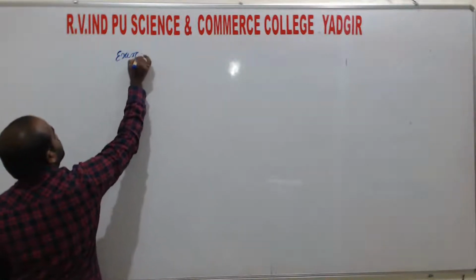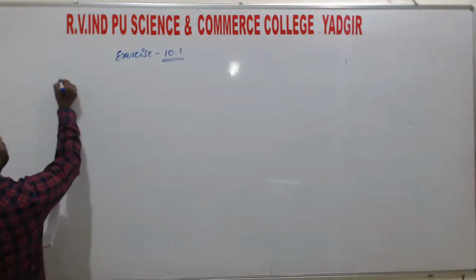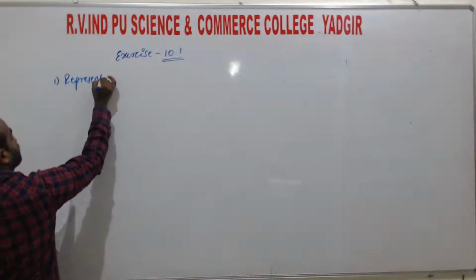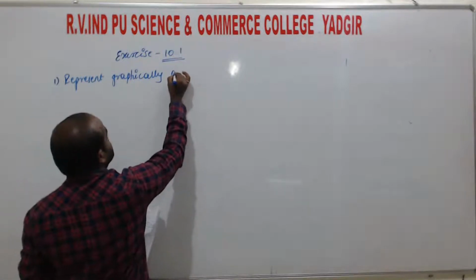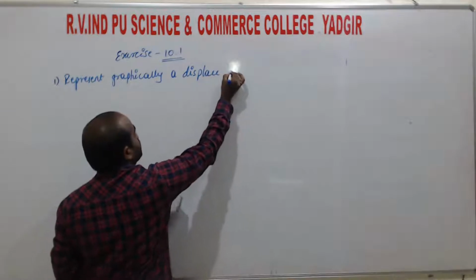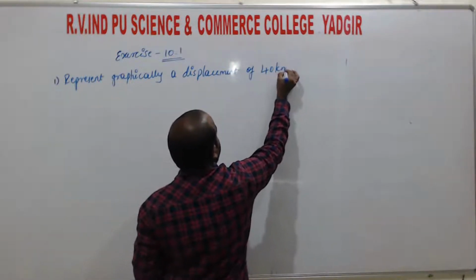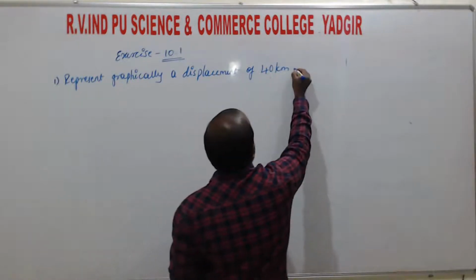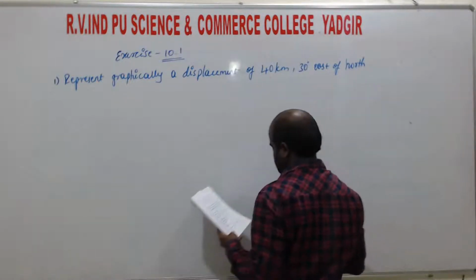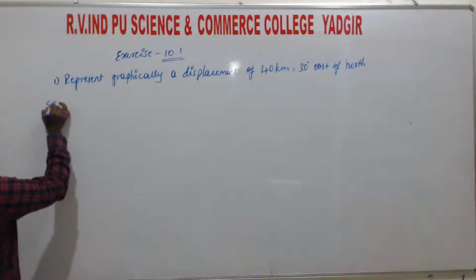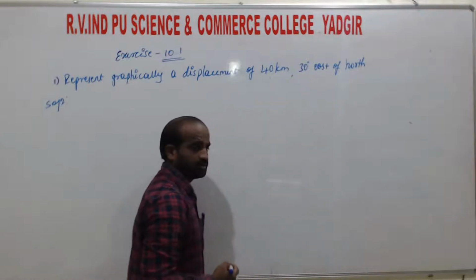Next is exercise 10.1 problems. First question: represent graphically a displacement of 40 kilometer 30 degree east of north. Okay, represent graphically a displacement of 40 kilometer 30 degree east of north.